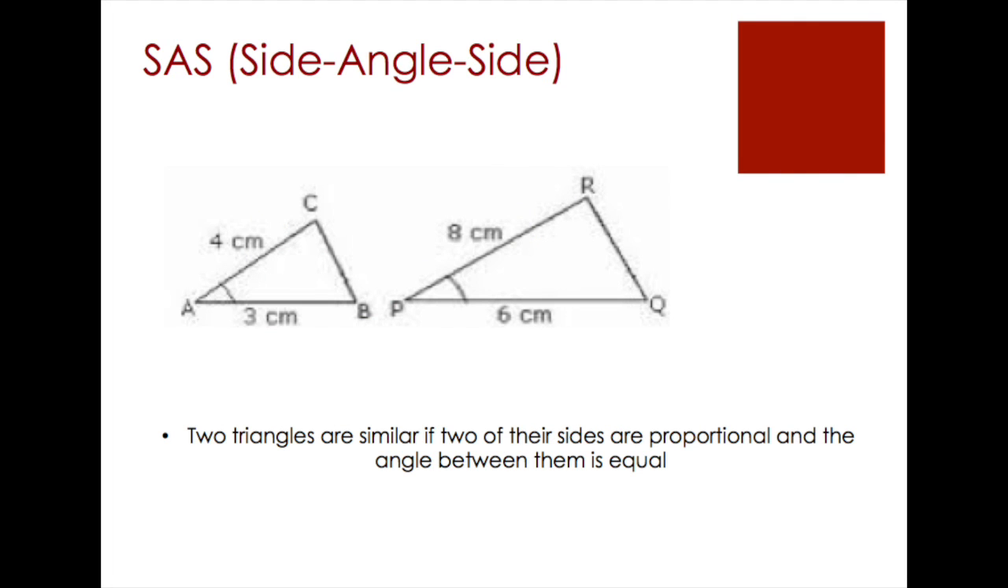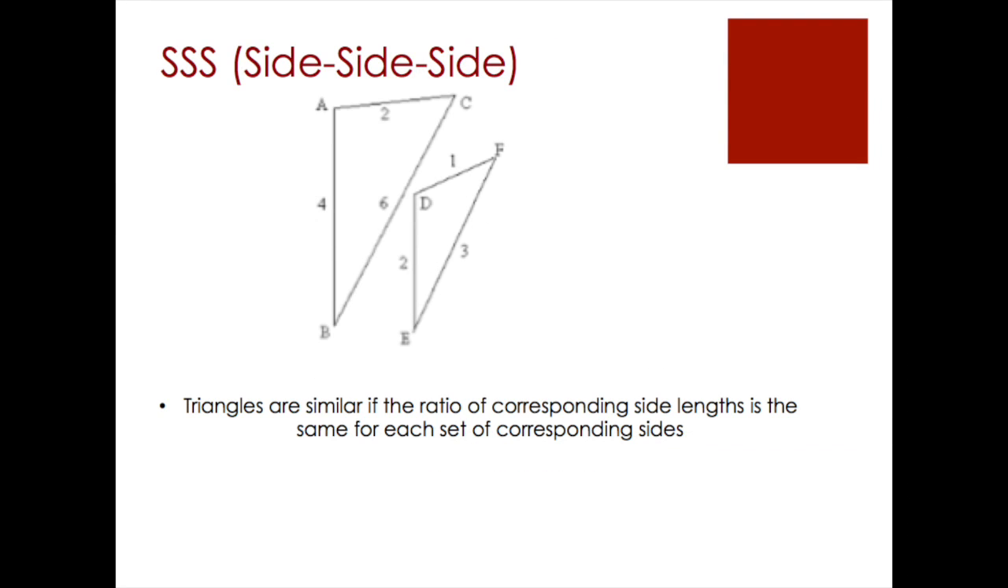Side angle side criteria states that 2 triangles are similar if 2 of the corresponding sides are proportional and the angle between them is equal. Side side side criteria states that triangles are similar if the corresponding sides of the triangle are all proportional.